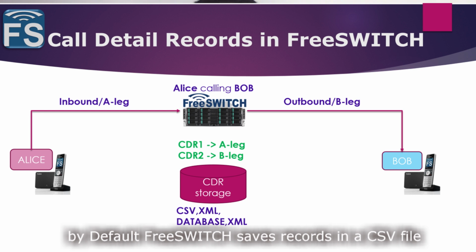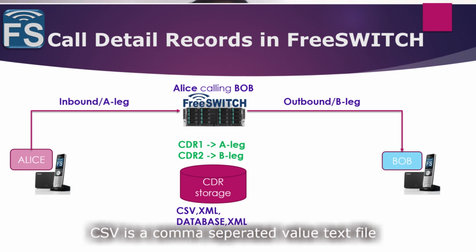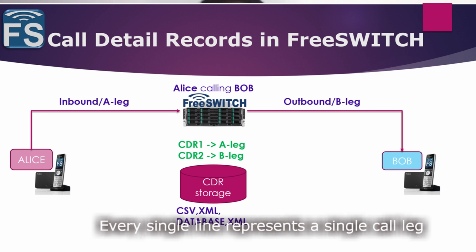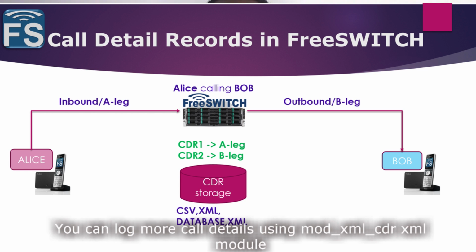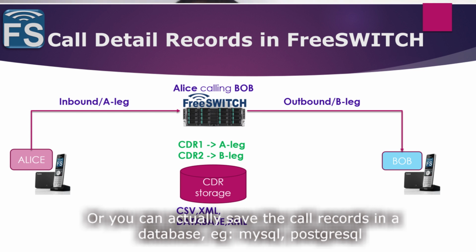By default, FreeSWITCH saves these records in a CSV file, that is a comma-separated text file, and every single line represents one call. You can use the XML method, which helps you keep more details about the call, or you can save this data in a database. For example, you can use MySQL or Postgres.